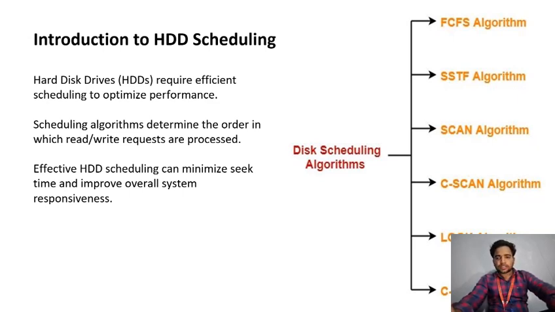There are six types of hard disk drive scheduling algorithms. They are FCFS, SSTF, SCAN, C-SCAN, LOOK and C-LOOK algorithms.